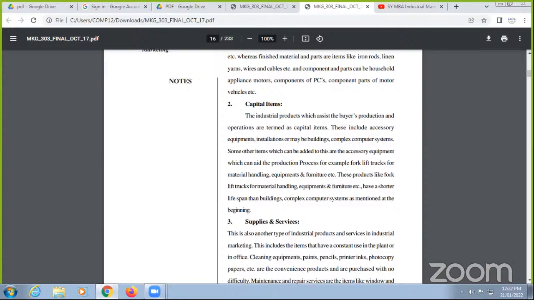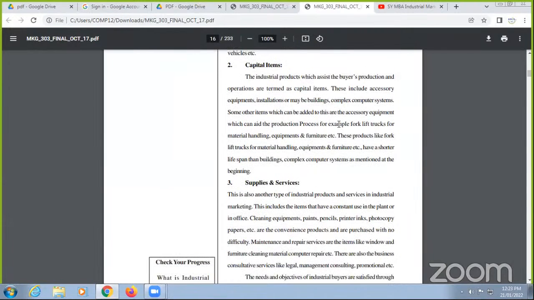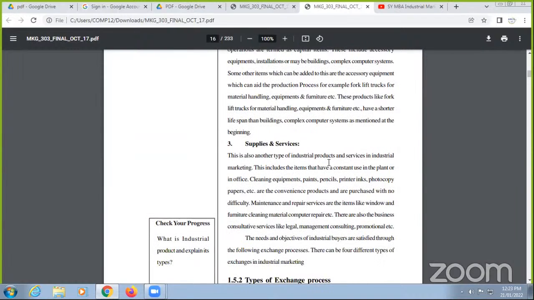For example, forklift trucks for material handling, equipment and furniture, etc. Third, supplies and service. This is another type of industrial product and service in industrial marketing. This includes the items that are consumed in the plant or in the office, cleaning supplies, pens, pencils, printer inks, photocopy papers, etc.